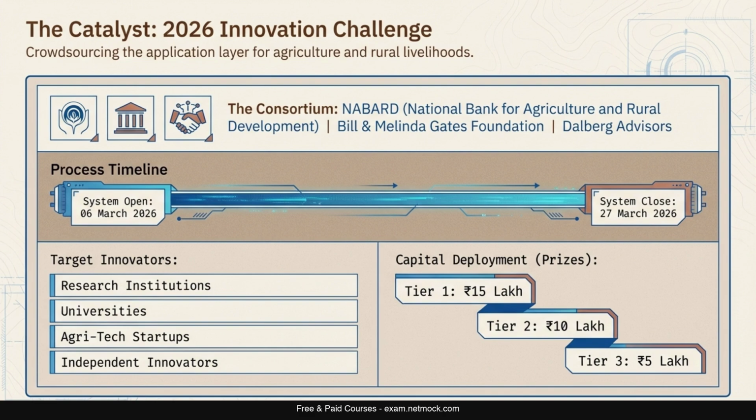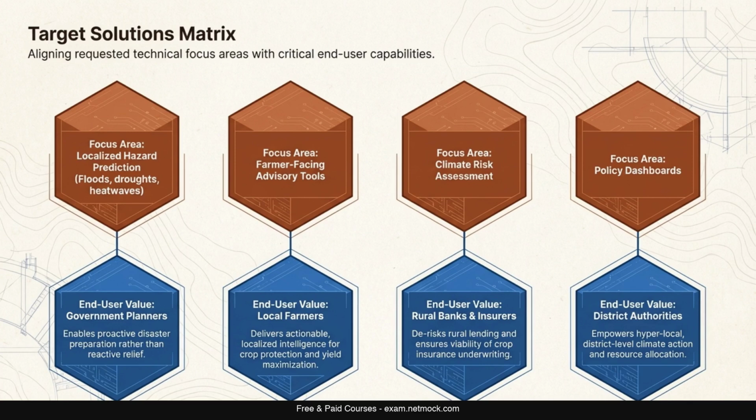Prize tiers 15 lakh, 10 lakh, and 5 lakh rupees. This is crowdsourcing the application layer for agricultural resilience. 4 focus areas aligned with end users. Localized hazard prediction for government planners enabling proactive disaster preparation.